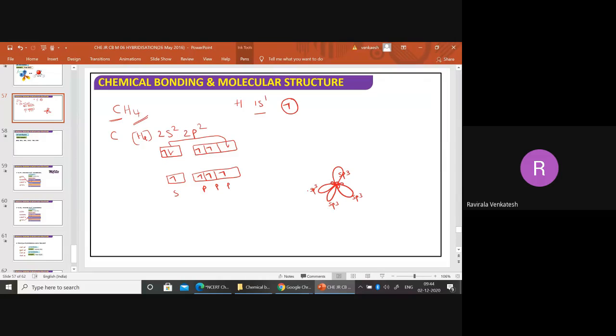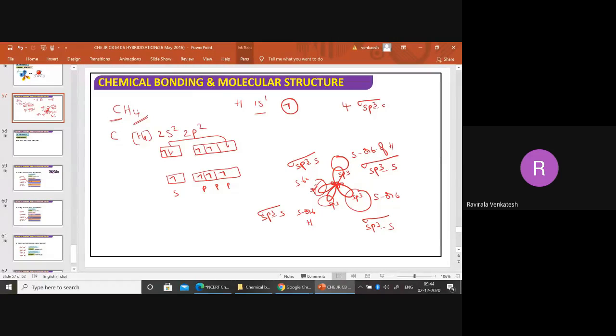Now, here sp3 will overlap with the s orbital of hydrogen. Again the s orbital of hydrogen, here also the s orbital of hydrogen, and here also the s orbital of hydrogen. So what type of bond will we get? Sigma sp3, yes. Here also sigma sp3, here also sigma sp3, and here also sigma sp3. So here we are getting 4 sigma bonds with sp3 and s overlap.